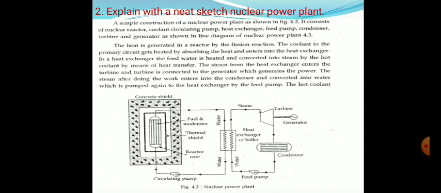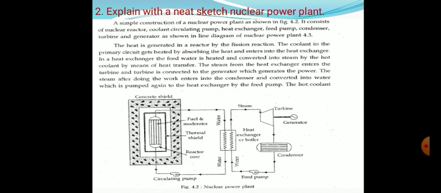So in this diagram, it consists of a concrete shield, fuel and moderator, thermal shield, reactor core, and centrifugal pump. Water is coming to the heat exchanger or boiler, heat exchange takes place, and water is converted into steam. The steam goes over the turbine, and the generator runs. After passing over the turbine, the steam comes to the condenser, where it cools, and then it comes again to the feed pump and is fed again to the heat exchanger, and this cycle repeats.